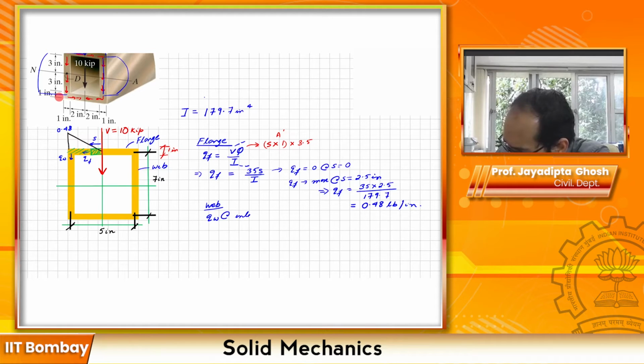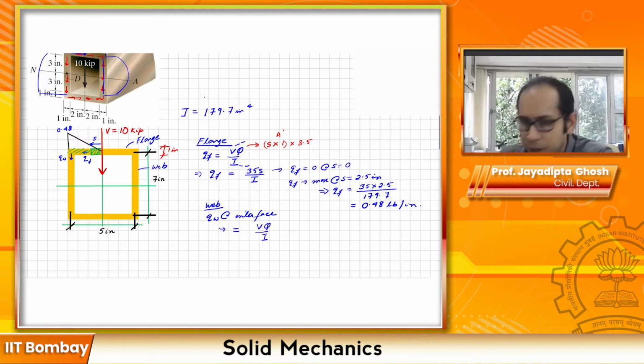Q web at the interface is going to be equal to the same formula, VQ divided by I. Now in this case, what is the Q going to be? The Q is going to have this 2.5 over here, slightly more than 2.5, but the center line dimension suffices. 2.5 times this thickness, that is 1 inch over here, and times the distance to the neutral axis, that is 3.5. So in this particular case, you get the Q as 2.5 times 1 times 3.5.